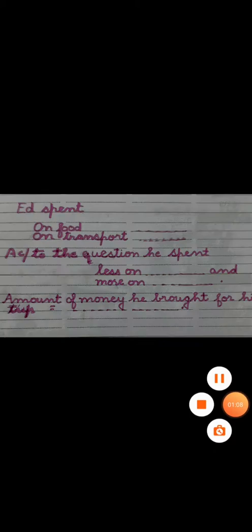Now to understand it, just answer a few questions. The questions are: what fraction of money did he spend on food, on transport? According to the question, on which thing did he spend more money, and on which thing less? Then what amount of money did he bring for his trip? So answer these questions, then you will understand the question better.